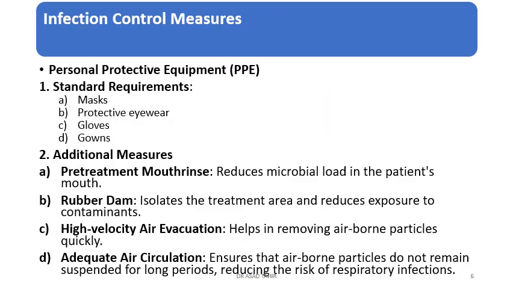Infection control measures. Personal protective equipment, PPE. Standard requirements. Masks. Protective eyewear. Gloves. Gowns. Additional measures. Pre-treatment mouth rinse, reduces microbial load in the patient's mouth. Rubber dam, isolates the treatment area and reduces exposure to contaminants. High-velocity air evacuation, helps in removing airborne particles quickly. Adequate air circulation, ensures that airborne particles do not remain suspended for long periods, reducing the risk of respiratory infection.